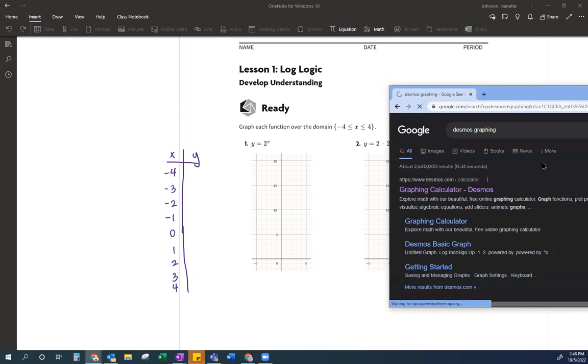Desmos graphing. I don't know why it's not known. Oh, because I'm on that one. It's fine.